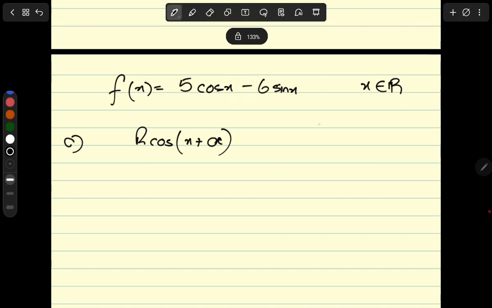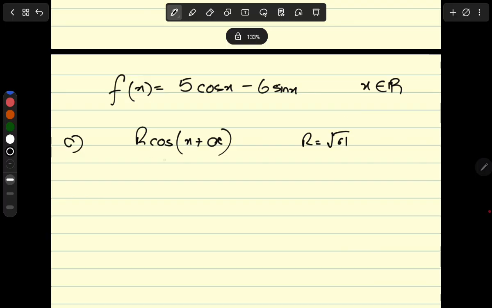Okay, now it's very easy. So R is going to be the square root of the sum of the squares of 5 and 6. So 25 plus 36 is the square root of 61. That's simple.